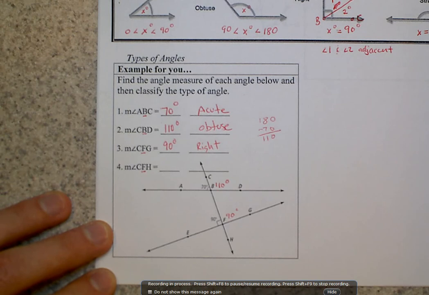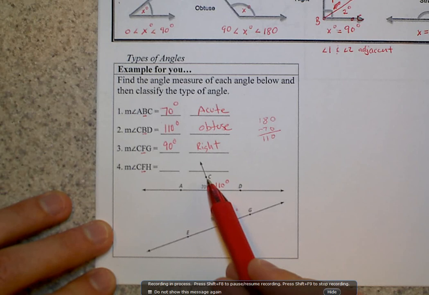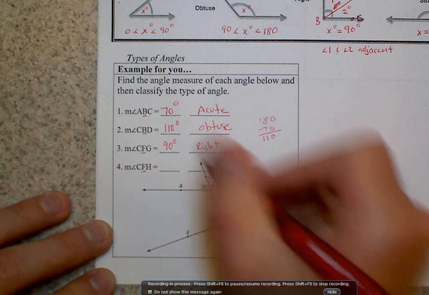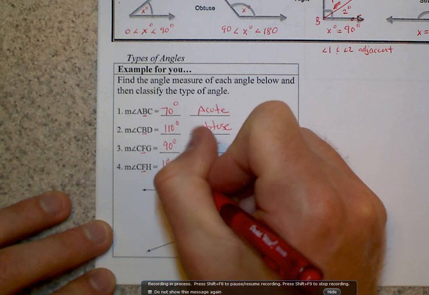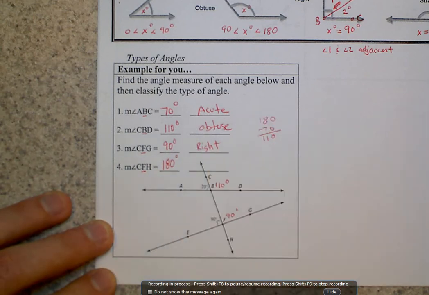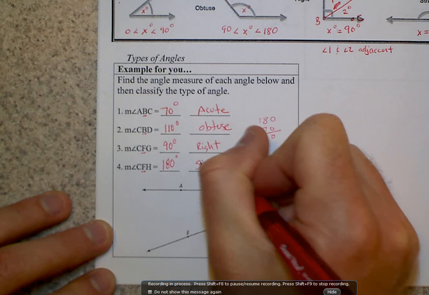Last but not least, number 4, CFH. So starting at C, going all the way down to F, and then going down to H. So basically, we just went in a straight line all the way down, and we know that straight angles are always equal to 180 degrees. And that would be a straight angle. Okay.